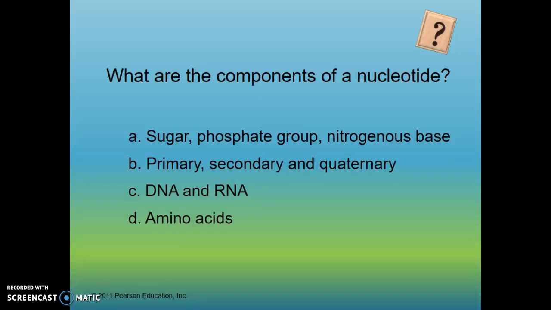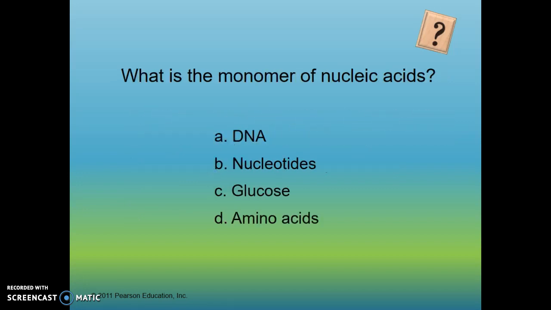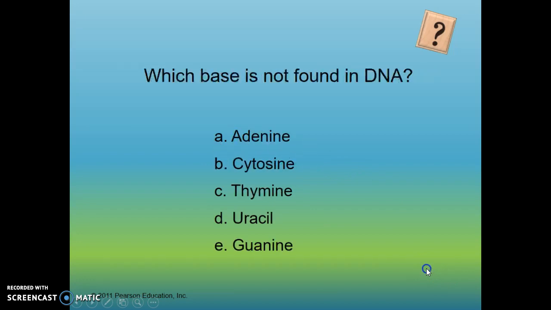What are the components of a nucleotide? What is the monomer of nucleic acids? Hope you got that right. It's nucleotides. Which base is not found in DNA? Uracil.